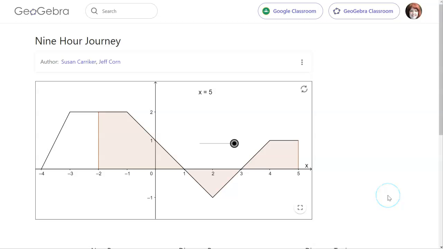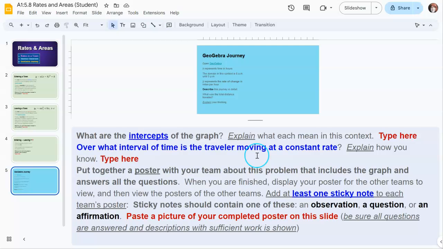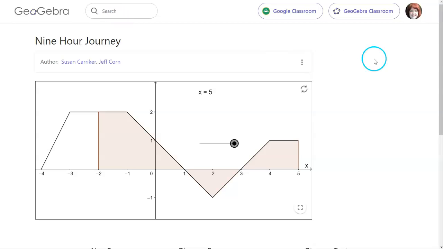And remember, X is hours and Y is miles per hour. The next question is, over what interval of time is the traveler moving at a constant rate? Their knee-jerk reaction will be to say, well, they're always moving at a constant rate because the graph is linear everywhere. But that's not true because this is rate.